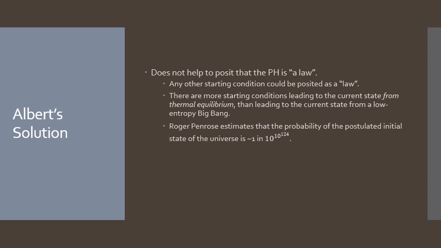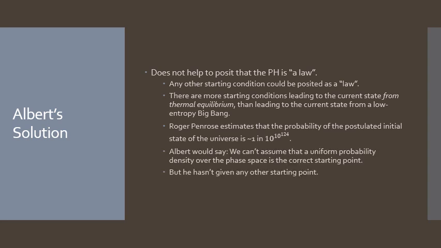The British mathematician Roger Penrose has calculated that the probability of the postulated initial state of the universe, the state that we think it was actually in at the time of the Big Bang, is something in the neighborhood of 1 in 10 to the 10 to the 124 power. So it seems like some kind of explanation is required for why the universe happened to be in that state.